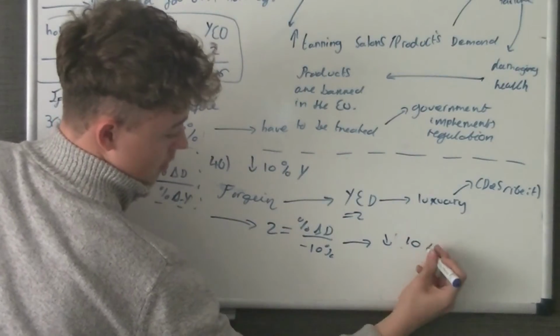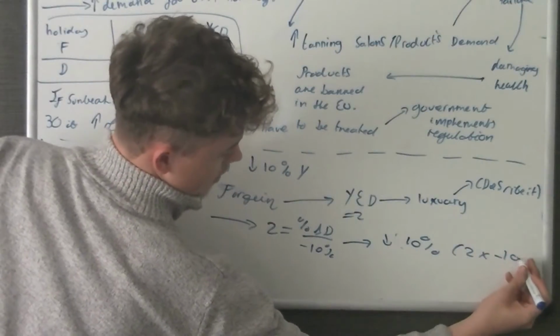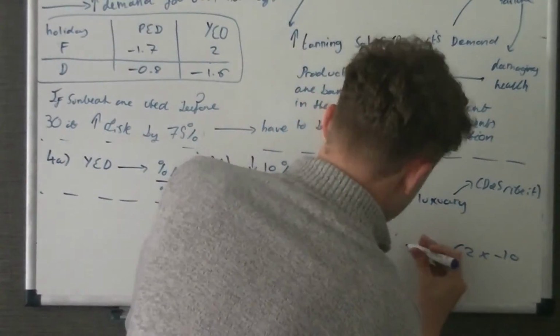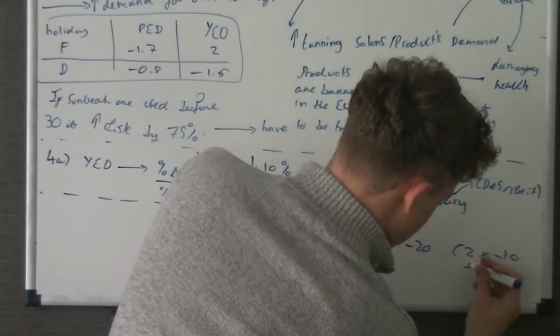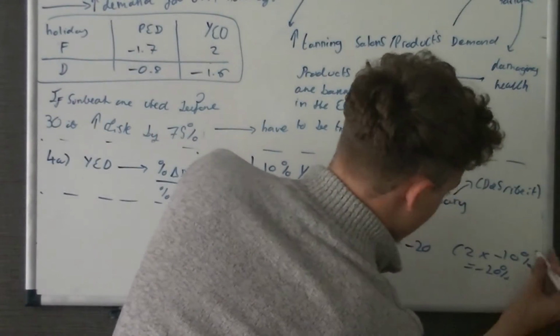So, and this is because 2 times negative 10%, sorry, negative 20%. This is because 2 times negative 10% equals negative 20%. So that means demand is going to fall by 20%.